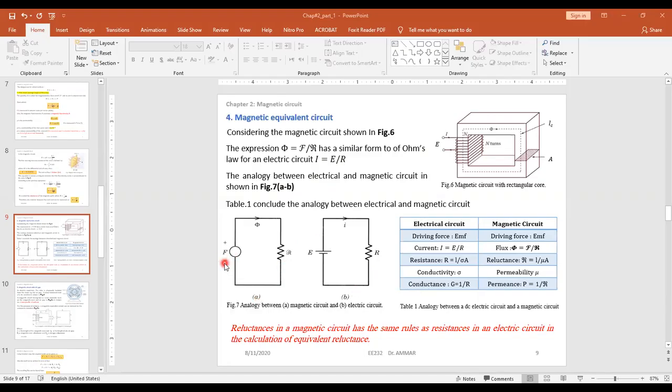Okay, you have seen this figure. F, which is the driving force in the circuit, F is the driving force. Element, which is what flows through.